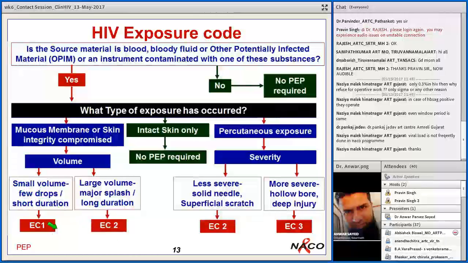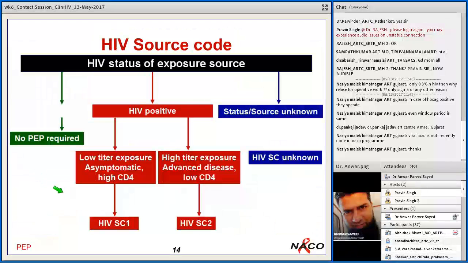So this is an algorithm which can help us in determining the risk of exposure, that is, the exposure code. If the source material is blood or a blood product or infectious fluid, or any instrument contaminated with one of these substances, then we proceed. If that is not the case, then PEP is not required.